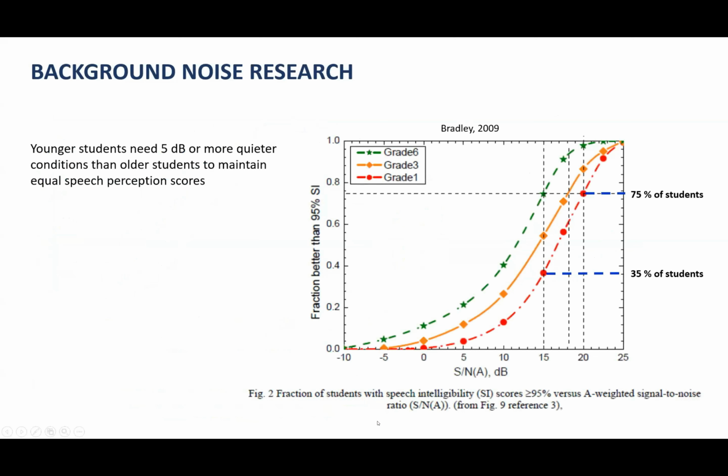Again, a similar study, looking at this idea of signal to noise ratio and a fraction better than 95%, and looking at different grade levels. And seeing that once we get above about 15 dB signal to noise ratio, we start to see these upward trends of better comprehension, better intelligibility scores. So this is a very important concept and the background for why classroom acoustics, and dealing with the acoustics in these spaces, is so important.